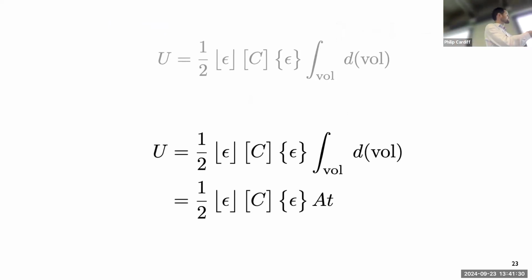Okay, so this is just this here. This is basically integrating a constant 1 over the volume. By definition, that's the volume of the element. So the volume of our element is just its area multiplied by its thickness.